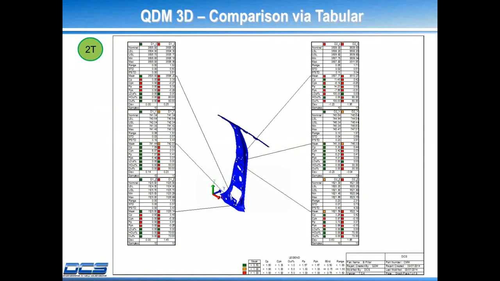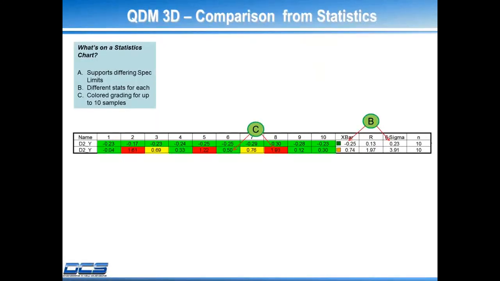Gotcha. Good. And finally, using your statistics chart for comparison, the statistics chart does allow you to support different spec limits, just like the previous two. You get your different stats for each data set row. But overall, the biggest benefit is you get the individually colored grading based on the tolerance band and deviation from it for each sample, up to 10 within that data set. So it's good for comparing a lot of data and very quickly finding problem areas.